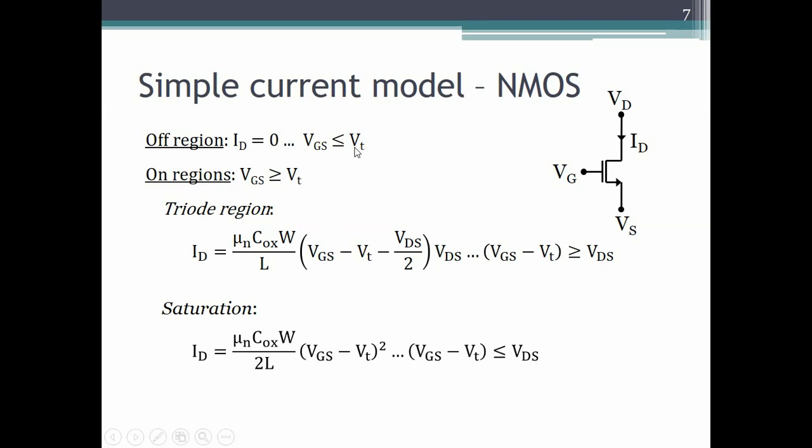Of course, there is the other region which we have seen in the first lecture. If VGS is less than VT, we will assume that the current is 0. Again, this is a simple model. In the simple model, we will assume that the drain current is 0 when the gate source voltage is less than the threshold voltage. So there is one off region. If VGS is greater than VT, we have either triode or saturation.